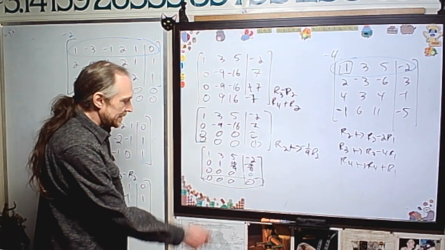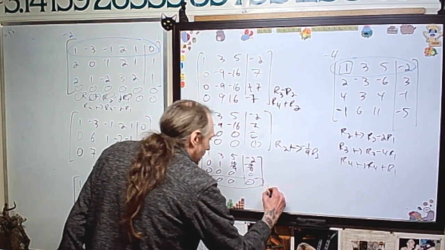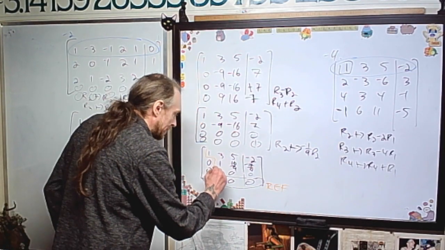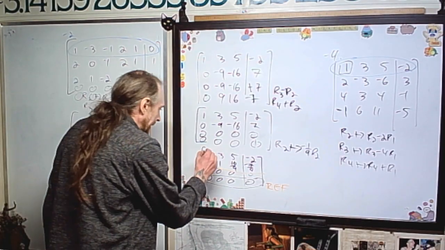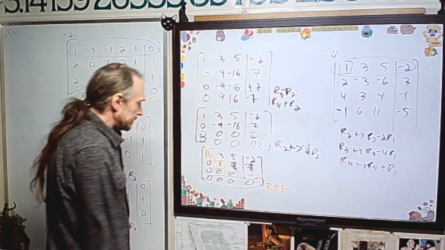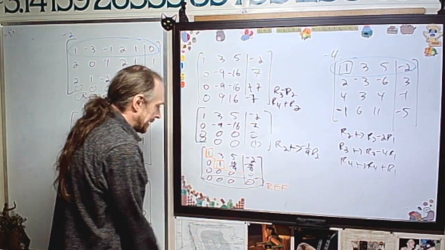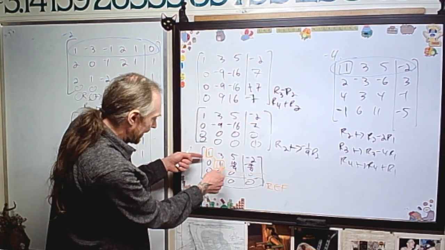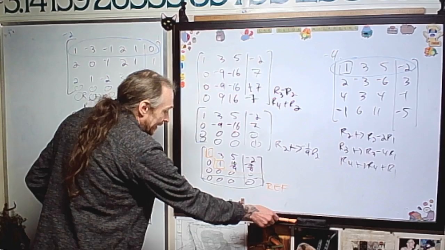But now, let's reassess. Are we in REF? Use the mantra that I'm supposed to stick to. Yes. I had two rows of zeros. The rows of zeros go below any non-zero rows. Do I have leading entries? Yes. Are there zeros below those? Yes. And do I have the staircase? In any two non-zero rows, is the leading entry in the upper row further to the left than the leading entry in the lower row? Yes. That's the mantra. So I'm definitely in REF now.